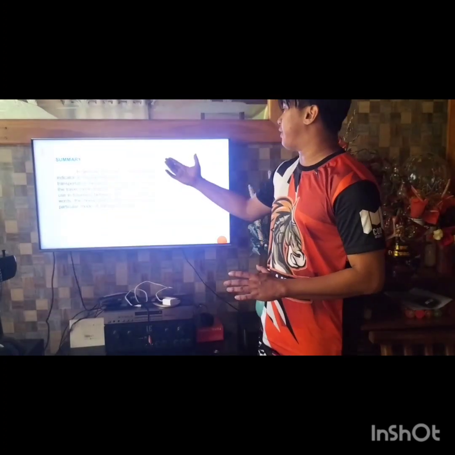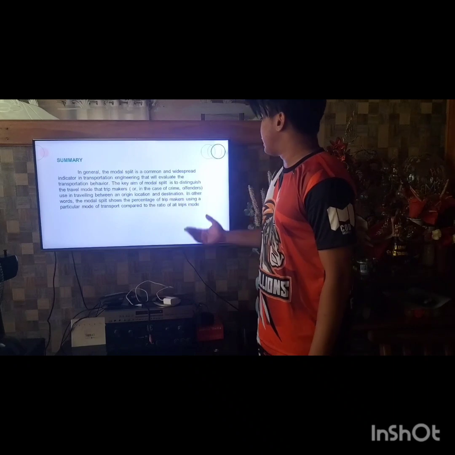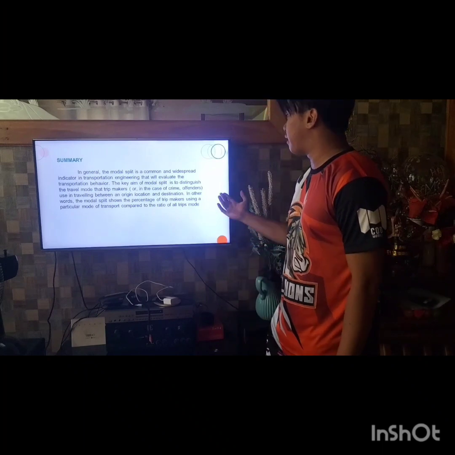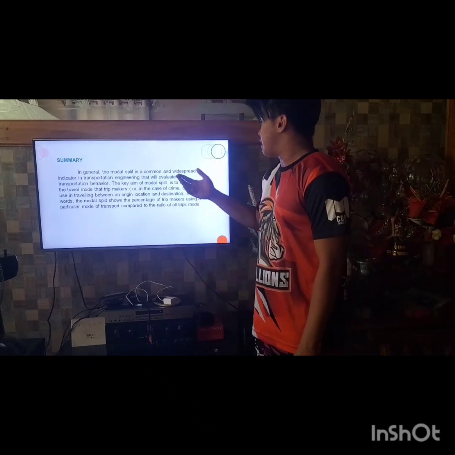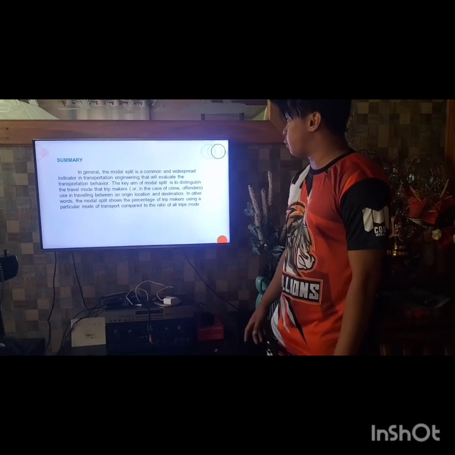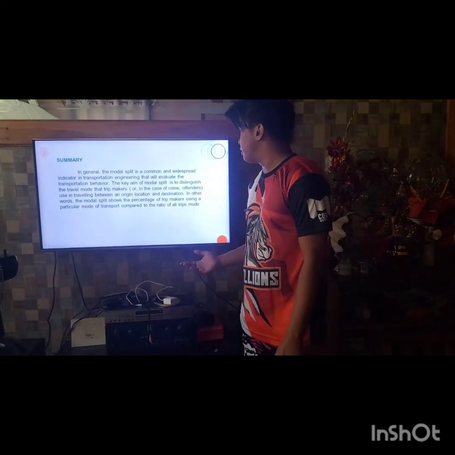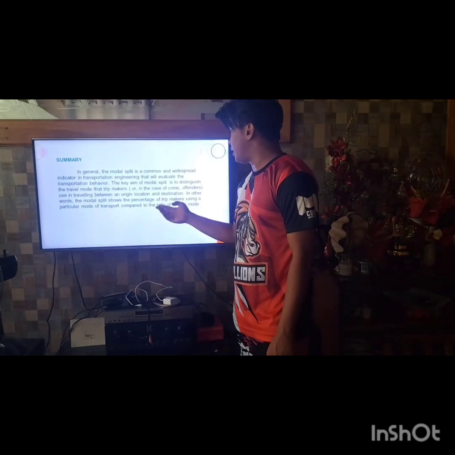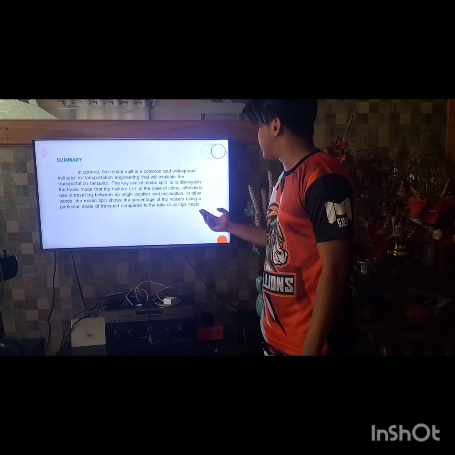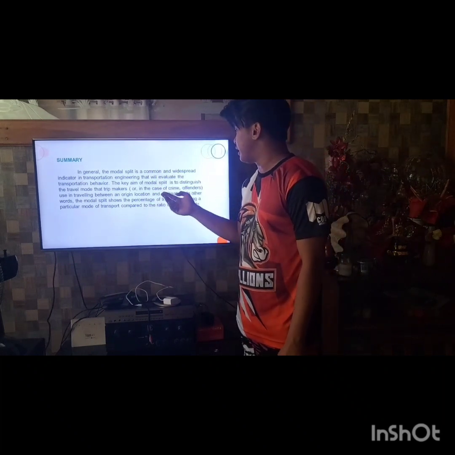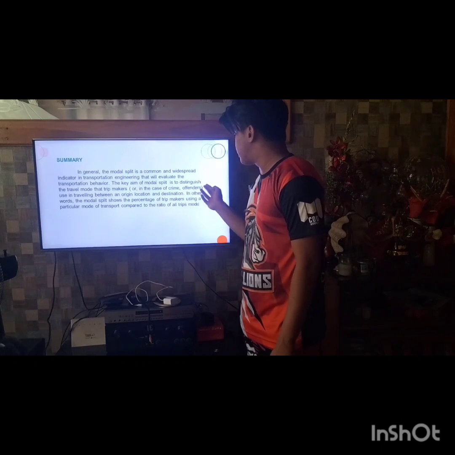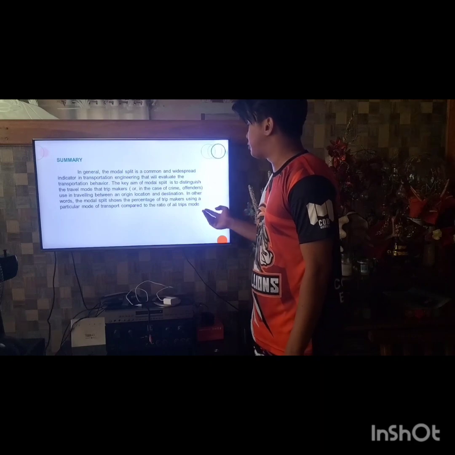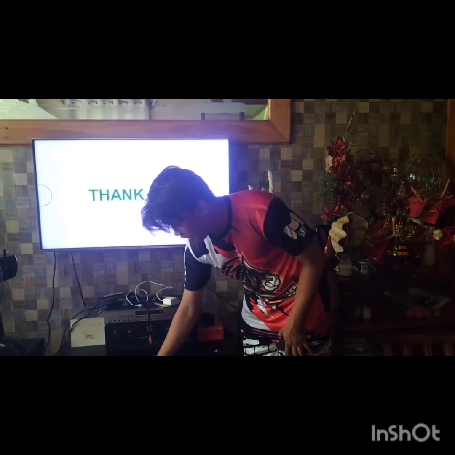So the next one is the summary. In general, the modal split is a common and widespread indicator in transportation engineering that evaluates transportation behavior. The key aim of modal split is to distinguish the travel mode that trip makers use in traveling between an origin location and a destination. In other words, the modal split shows the percentage of trip makers using a particular mode of transport compared to the ratio of all trips by mode. And that's all. And once again, thank you.